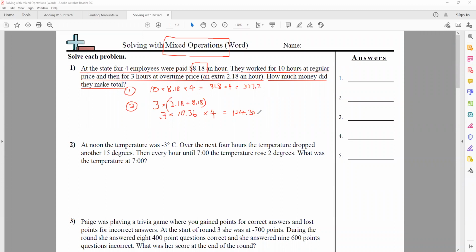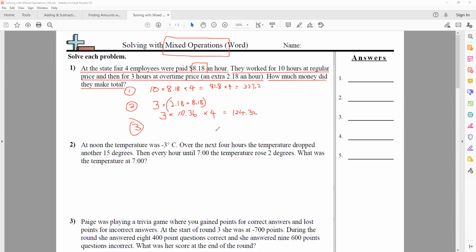Now, last step. What is your last step? Step 3. How much did they make total? What does the word total mean? So, what operation? Addition, subtraction, multiplication, or division? Division. No. Total would be like addition. All right. Let's add them together, please.